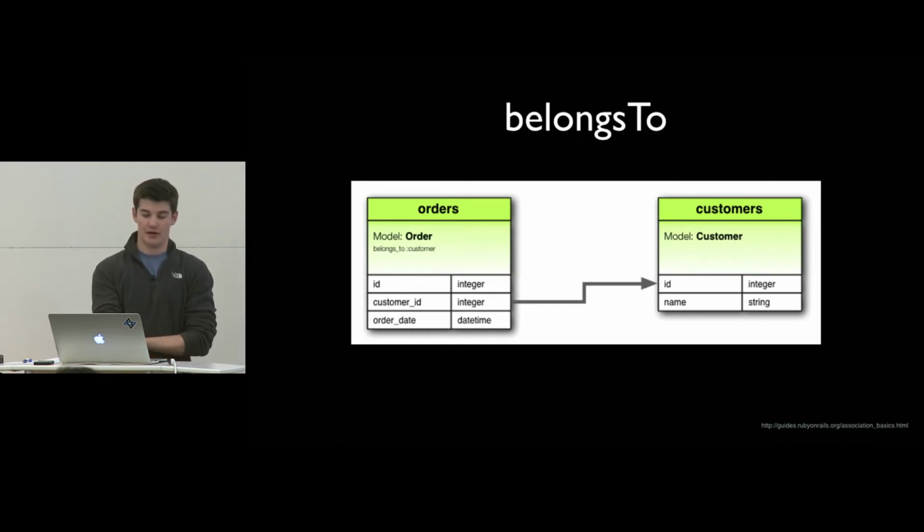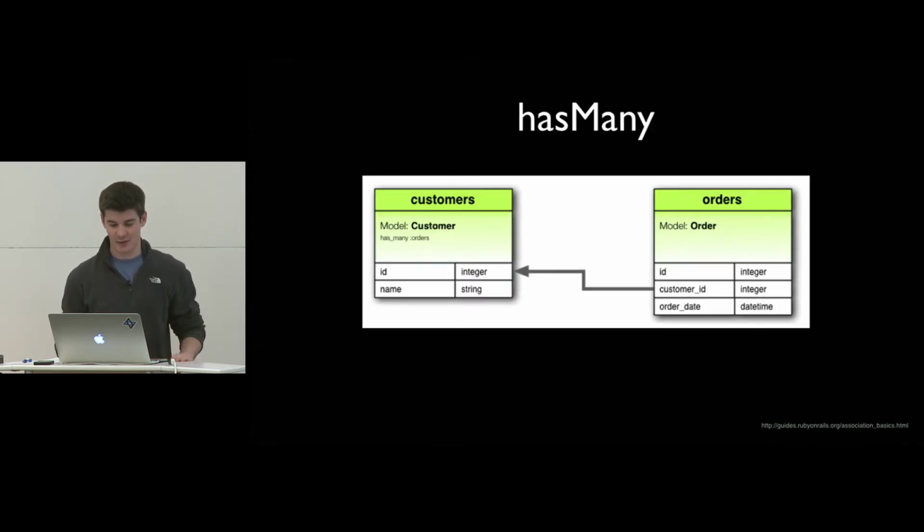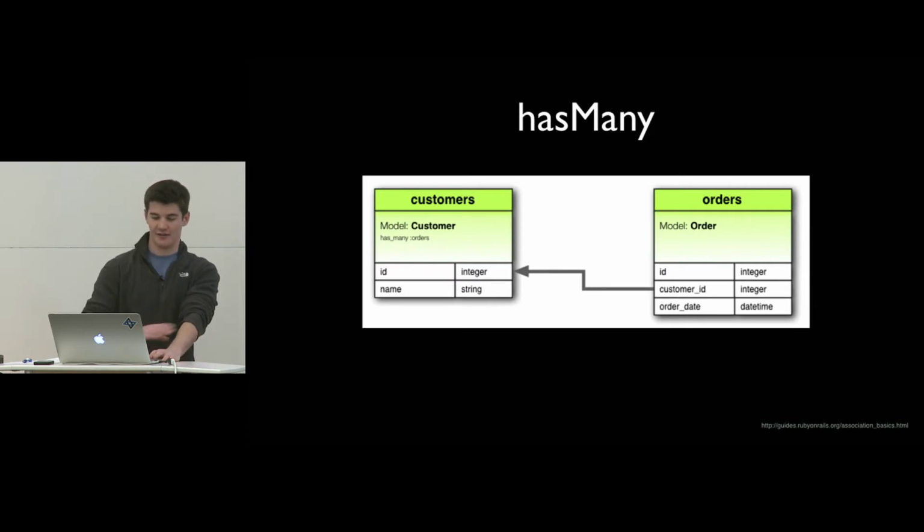Whereas there's a belongs to. So an order could only be placed by a customer, whereas a customer might have a bunch of orders. The order only belongs to a single customer. You can't have three different people buying the same thing in this example. And then a has many, like I said, the customer has many orders, but not the other way around.